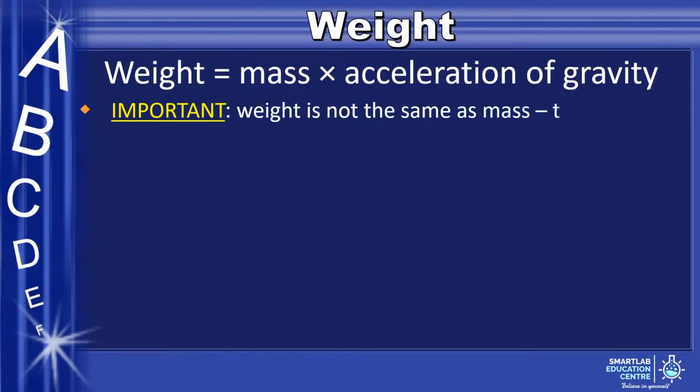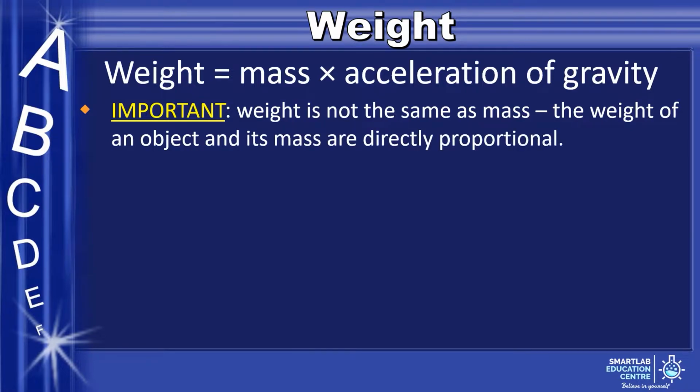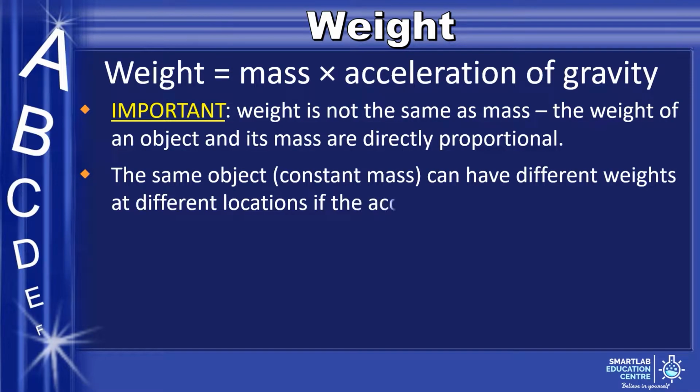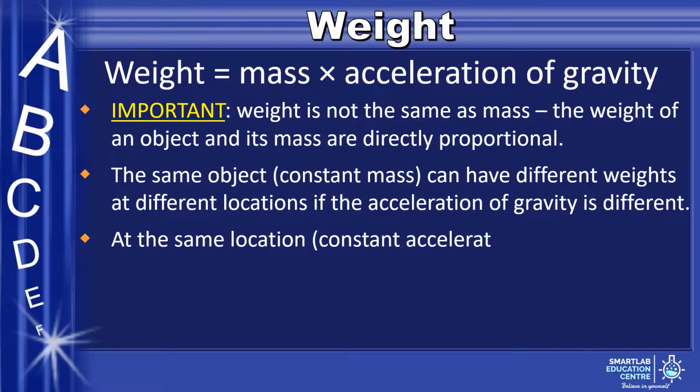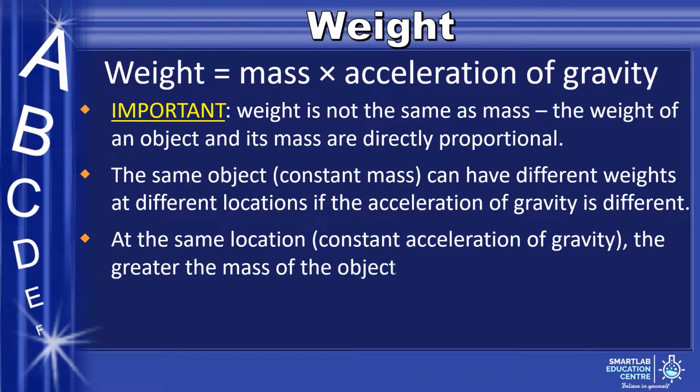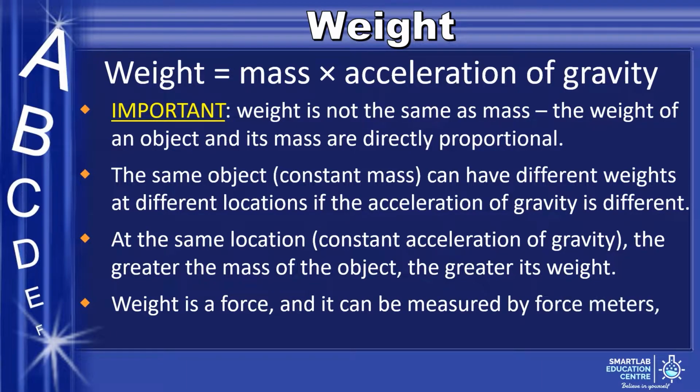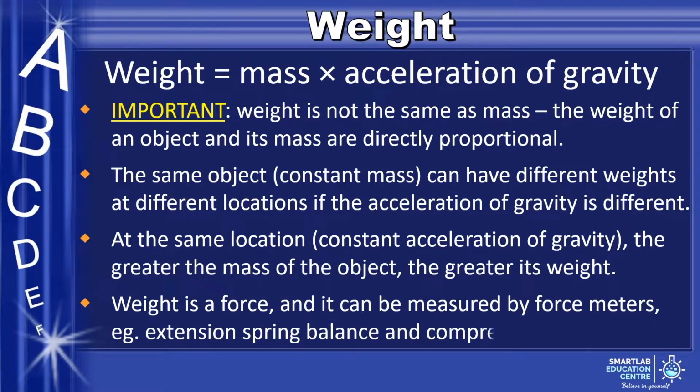The weight of an object and its mass are directly proportional. The same object can have different weights at different locations if the acceleration of gravity is different. At the same location, the greater the mass of the object, the greater its weight. Weight is a force, and it can be measured by force meters. For example, extension spring balance and compression spring balance.